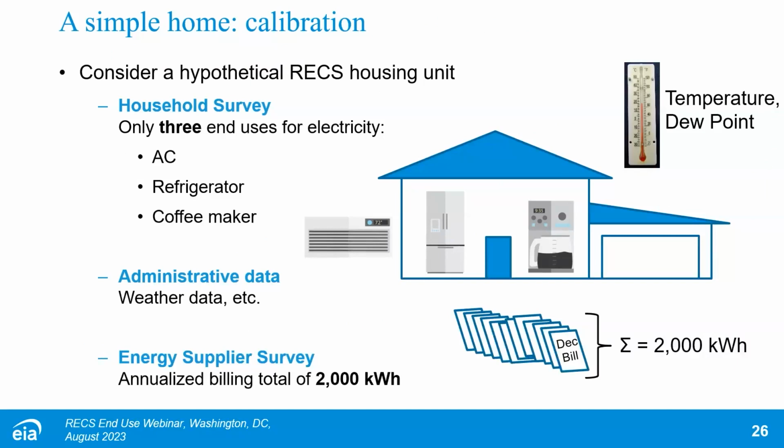We've administered the survey and we have all the necessary housing characteristics. We've gone out and obtained the weather, the temperature and the dew point temperature that we need, and we've collected the electricity bills for this home, and we've summed them up to an annual total of 2,000 kilowatt hours.